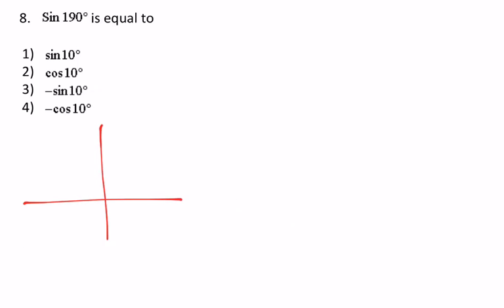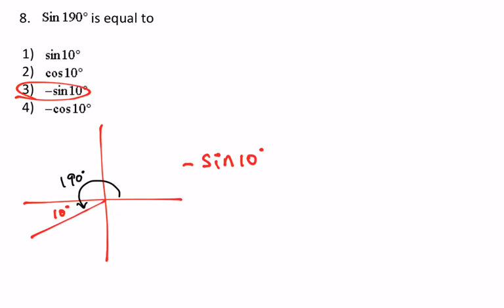All right, let's move on to the next question. Sine of 190, it's in the third quadrant, hence sine is negative. And the reference angle is equal to 10, so we get negative sine of 10 degrees. That becomes our answer.